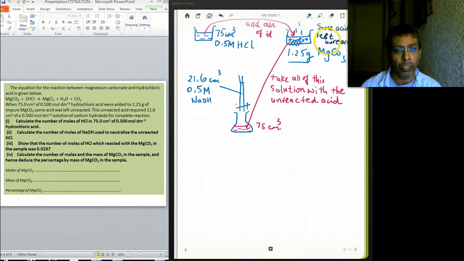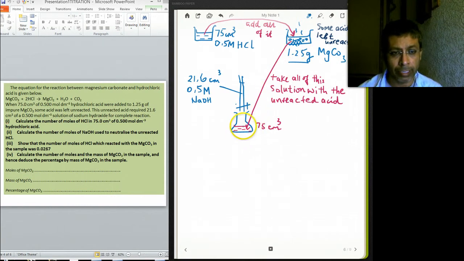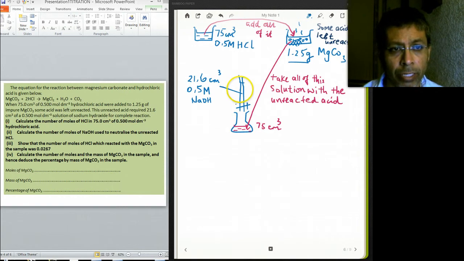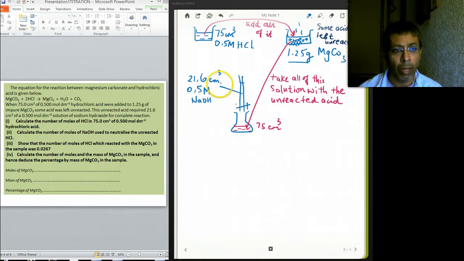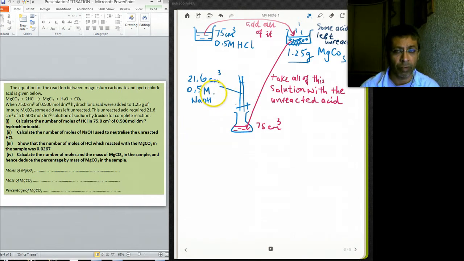Some acid will be left over unreacted, so we've got excess acid. Then what they do is take the unreacted acid and put it into a conical flask, so the whole solution is in here. You can imagine the unreacted acid is in here, and it's then titrated with sodium hydroxide solution. They tell us the titre, 21.6, and the concentration, 0.5 moles per decimeter cubed. From this information, I've done this little diagram here. Let's look at the first question.